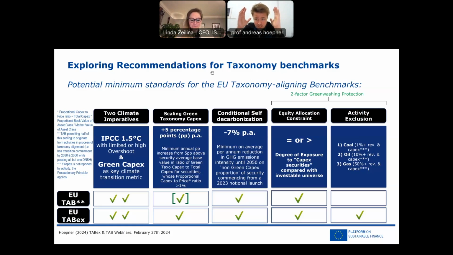So on the taxonomy-aligning benchmark, with or without exclusion, and let me say this again, no one is out. Even the exclusions allow any company that wants to be in to just hit the CAPEX threshold. So in essence, anyone can be in if they have sufficient will to transition. And that's basically what it comes down to. It's as easy as that.